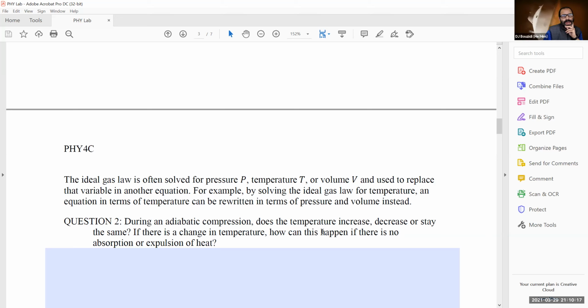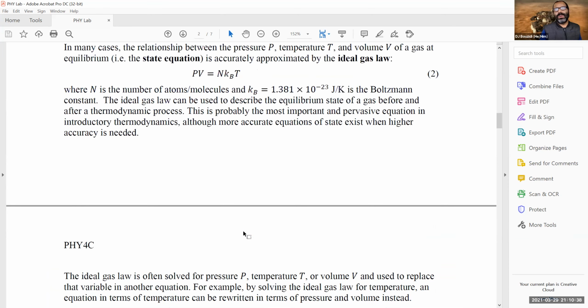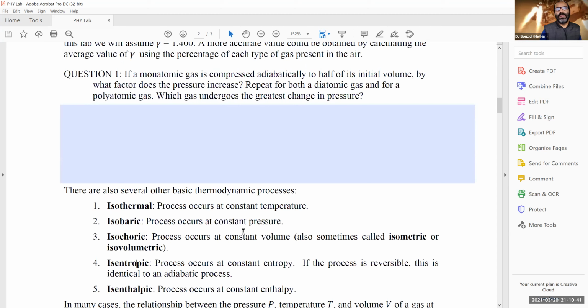Since the pressure is going up, and if you use the other expression that I talked about in classroom, TV to the power gamma minus 1 is also equal to a constant. Since V is getting smaller, the temperature must go up. So this is, in a nutshell, the answer to this question. There was another question before this one.